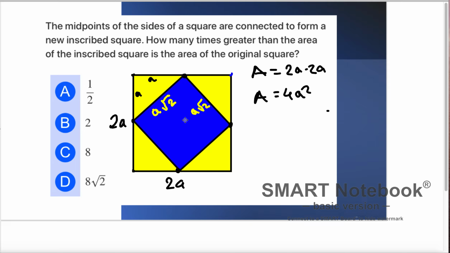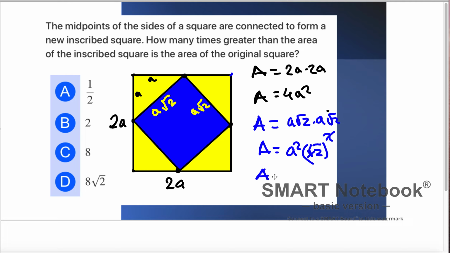If we are looking for the small one that is inscribed in the original, the area is going to be equal to a times square root of 2 times a times square root of 2. And that is a times a, which is a squared, times square root of 2 times square root of 2, or let me write one extra step, square root of 2 squared. This we can simplify, and the area is equal to 2a squared.